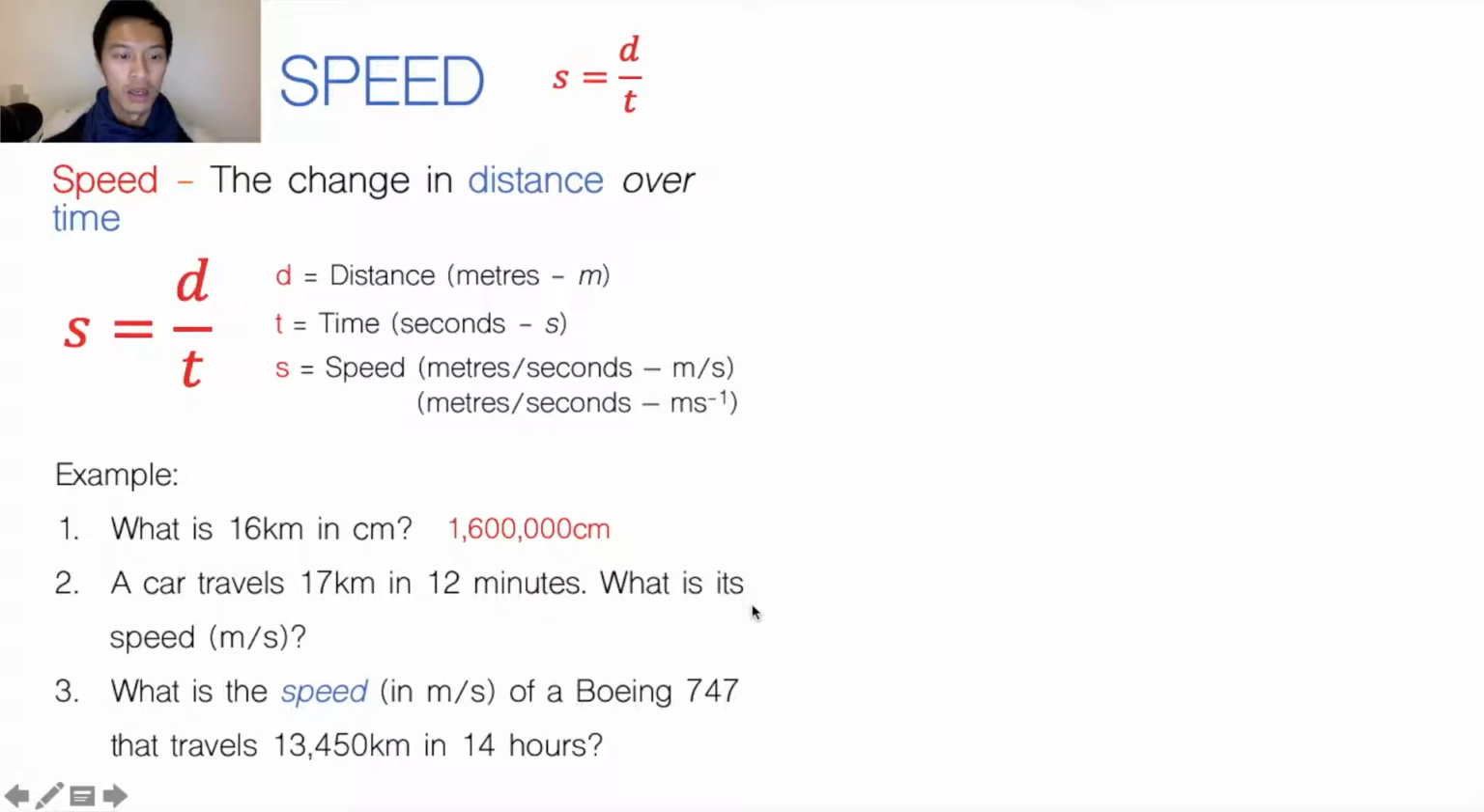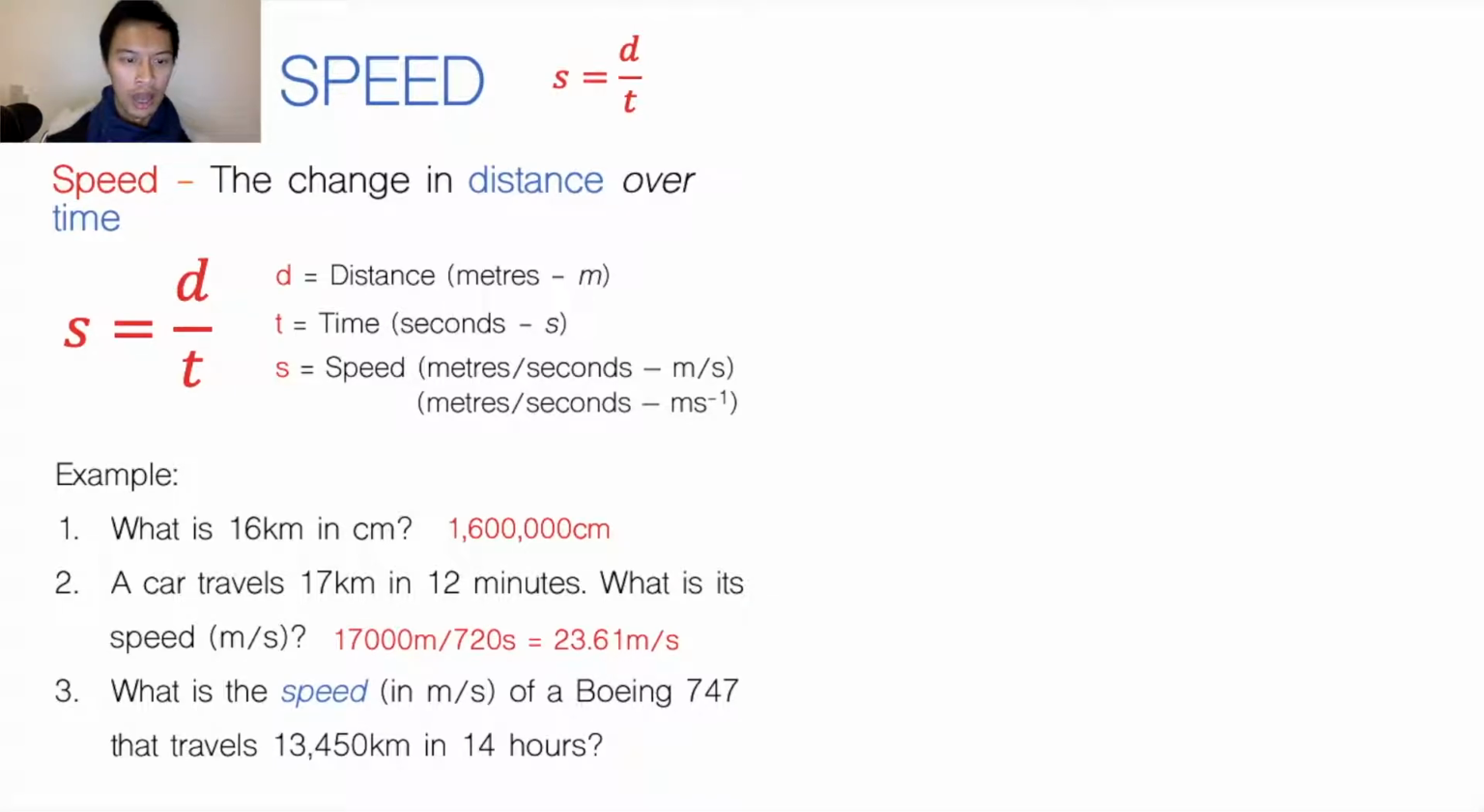Question number 2, a car travels 17 kilometers in 12 minutes. What is its speed? You can see the question is asking for the speed in meters per second, which means you will need to convert both kilometers into meters and minutes into seconds. So 17 multiplied by 1,000 will give me 17,000. And 12 minutes in seconds, there are 60 seconds in a minute, so 12 times 60 will give me 720 seconds. If I divide it, that'll give me roughly 23.61 meters per second. If in doubt, always go to 2 decimal places for the sake of this unit.